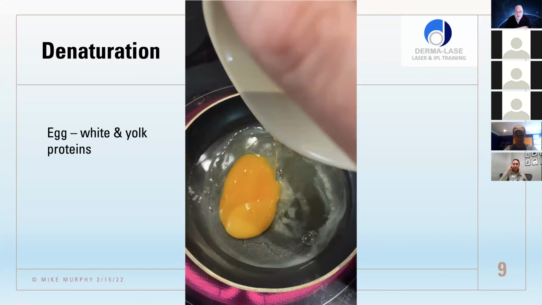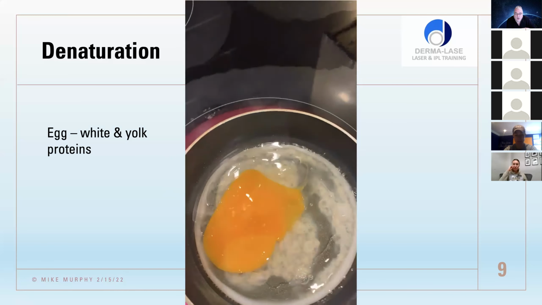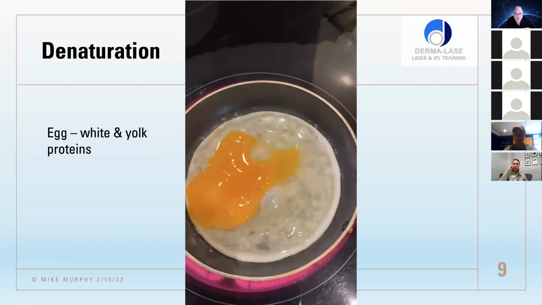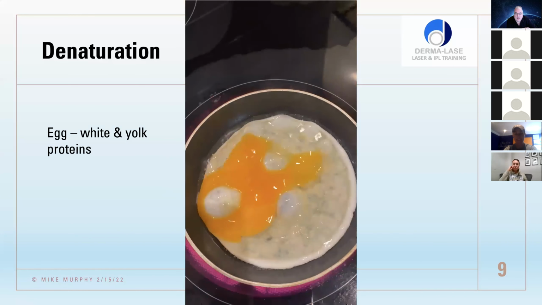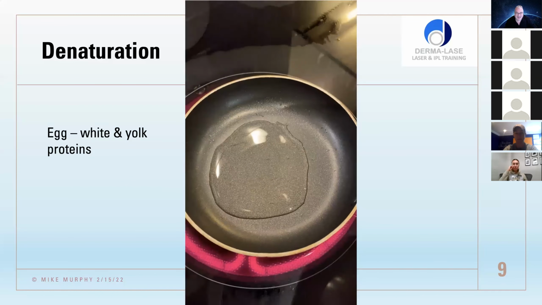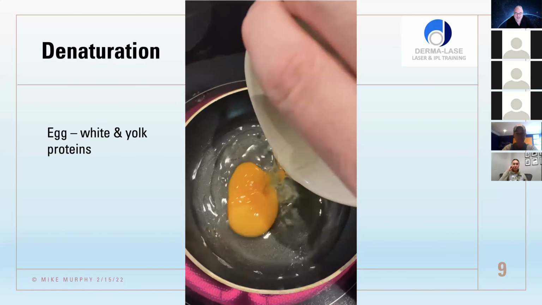So here's an egg. So you set the egg in, a little bit of warm out, and look what happens right away, the white of the egg turns.